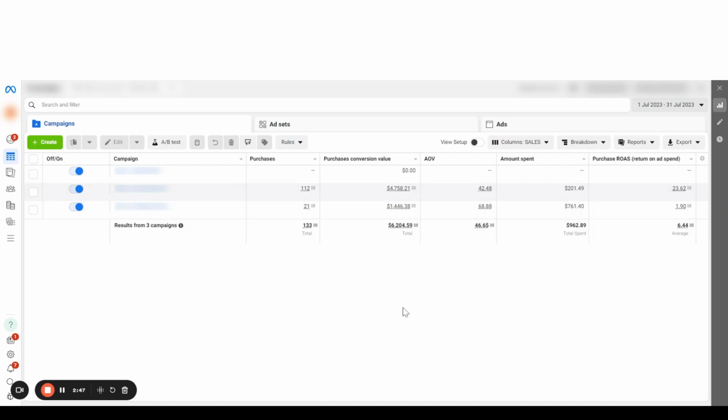So our strategy is very simple. Every client we work with, we have three campaigns, sometimes four. The fourth one is just promos. Some brands do promos, some don't. Your promo campaigns are like your Black Friday, summer sale, Valentine's Day sale, etc.